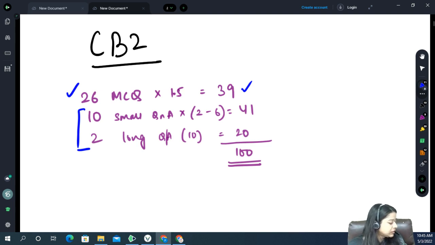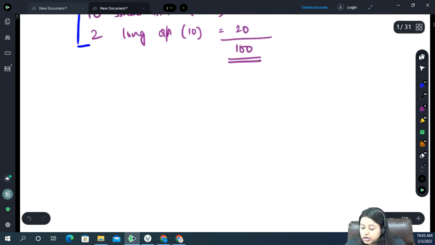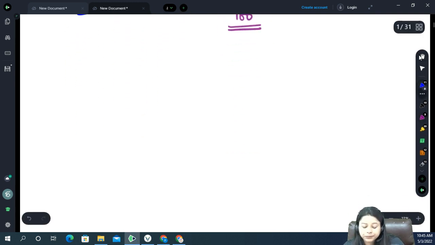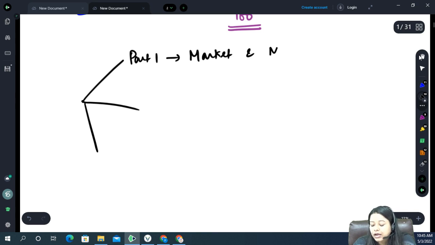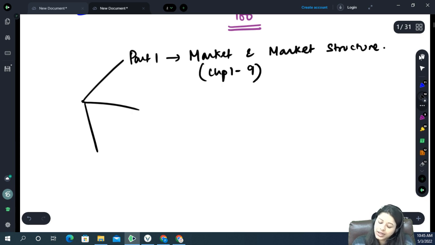Now let us understand what are the different things that we'll study in CB2. So basically, the paper consists of three parts. When I talk about part one, this is on your market and market structures, right? So demand, supply, and different forms of market like perfect competition, monopoly, and all these things will come under part 1, which is I think chapter 1 to 9.